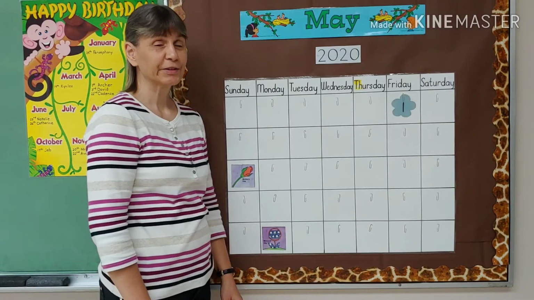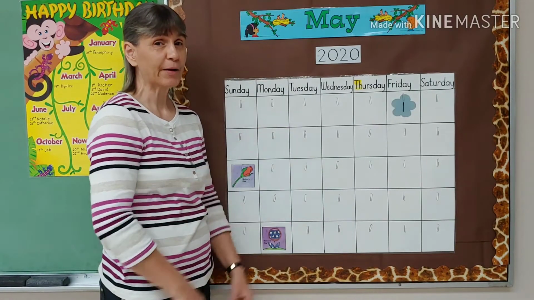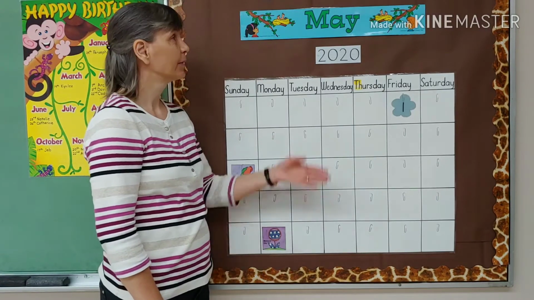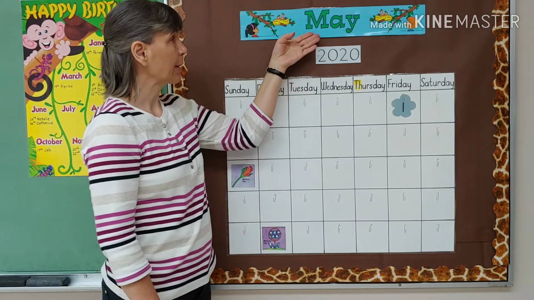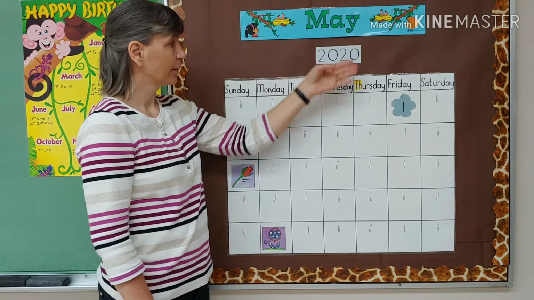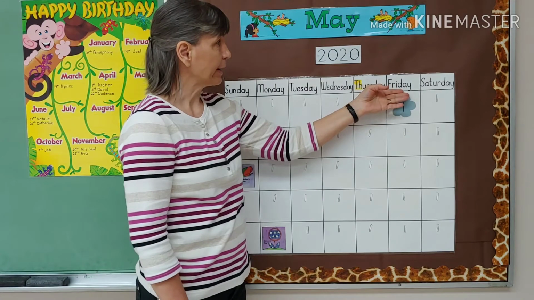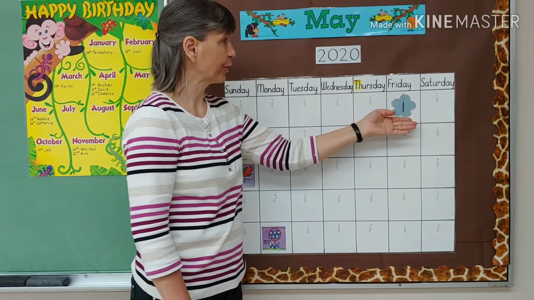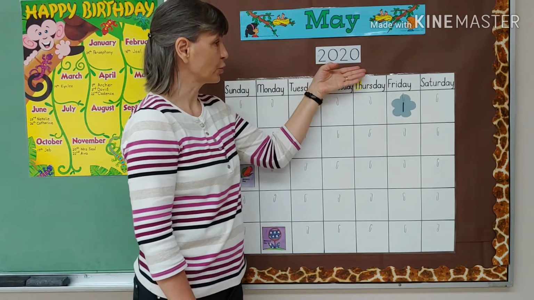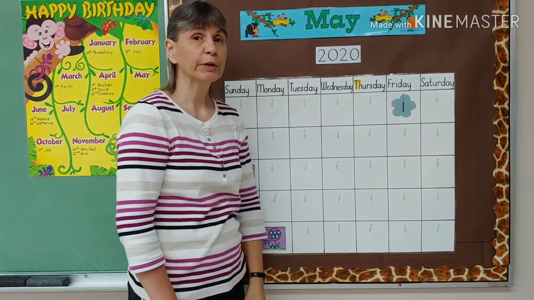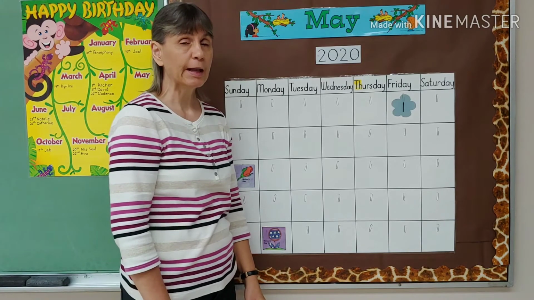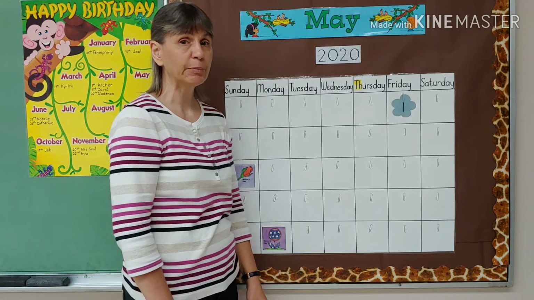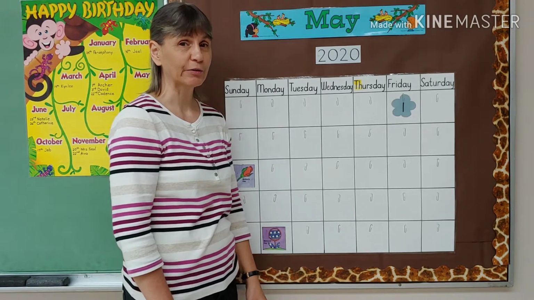Well, good morning, class. Do you notice anything new about our calendar? It's a new month. After April comes May. Today is Friday, May 1st, 2020. We will be doing a new pattern this month. We'll be doing a blue, yellow, yellow, green, an A, B, B, C pattern.